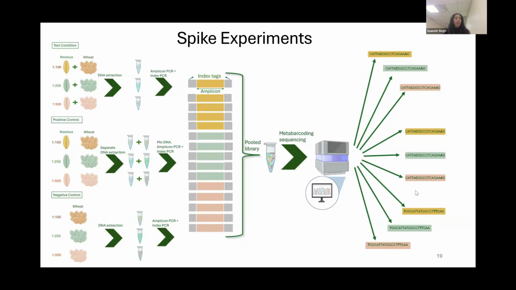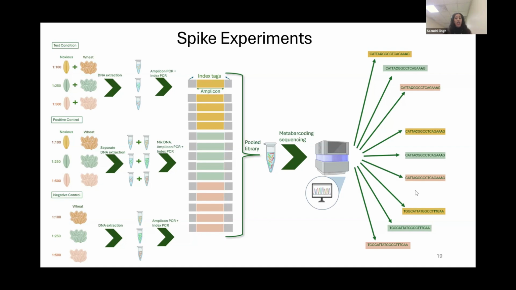These mixes were ground up and then DNA was extracted. For our positive control, we ground up the jointed goatgrass seed and the wheat seeds separately from each other. The DNA extraction was also performed separately, but then we mixed the DNA together to reflect the same dilutions that I just mentioned. For each dilution, for the test condition and the positive control, there were 3 different accessions of jointed goatgrass, and they were used in triplicate. Finally, for our negative control, we only had wheat seeds, and again, these were present in the same dilutions as earlier, and DNA was extracted.